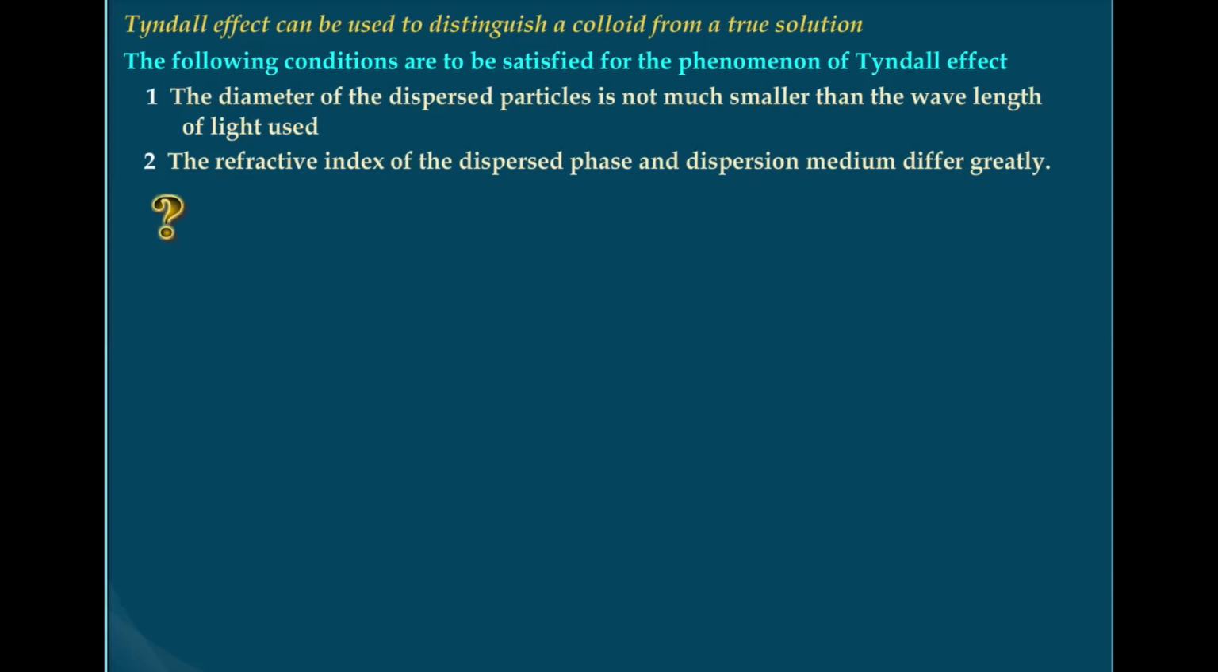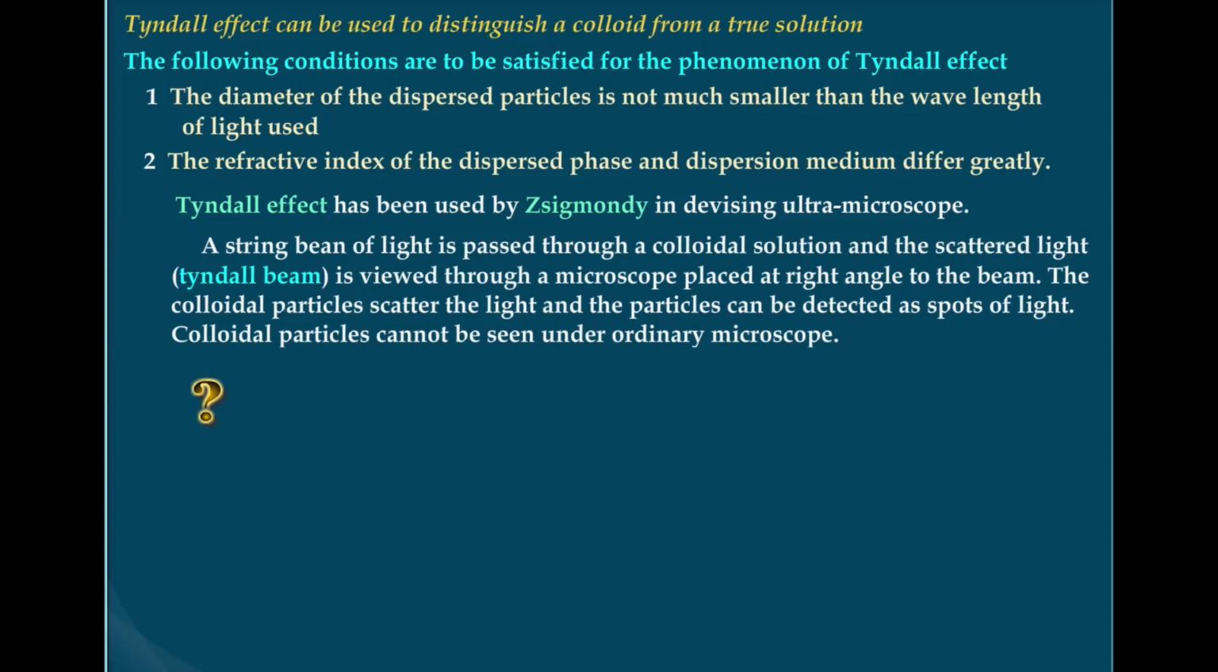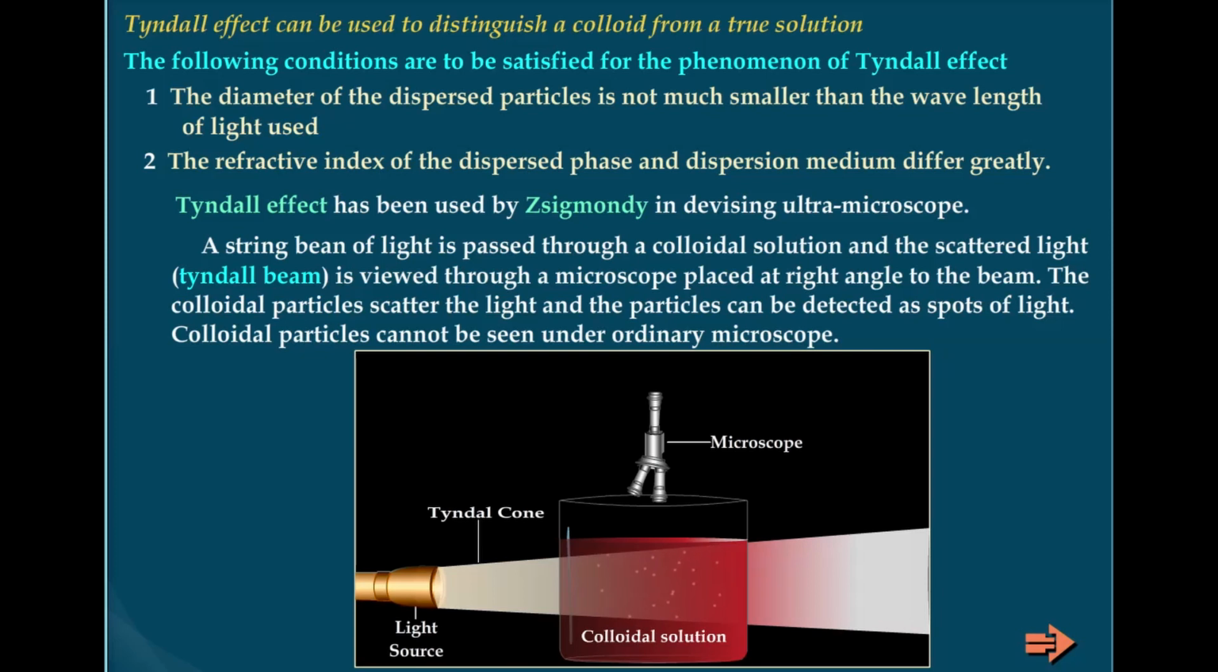So what is the first one? The diameter, that is the size of the dispersed particles, is not much smaller than the wavelength of light used. The second is the refractive index of the dispersed phase and dispersion medium will differ greatly. Tyndall effect has been used by Zsigmondy in devising the ultramicroscope. What is an ultramicroscope? A strong beam of light is passed through a colloidal solution and the scattered light is viewed through a microscope placed at right angle. You can see a microscope is placed at right angles to the beam.